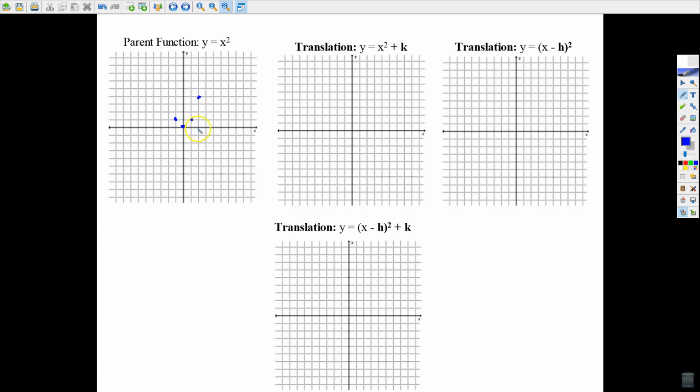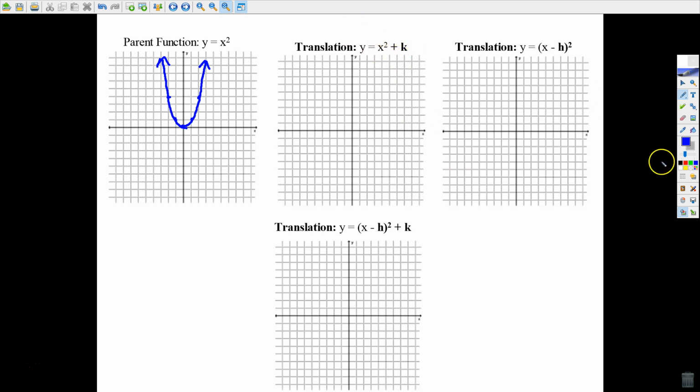If I input negative 2, I get output 4. Remember, there's symmetry with the y-axis, so if you get a point on the right side of the y-axis, there's a matching point on the other side. And so here's a rough sketch of the parent, y equals x squared. So those same rules, principles that we dealt with translating the absolute value parent, they're still in use. Outside of any grouping symbols, adding or subtracting means vertical shift.